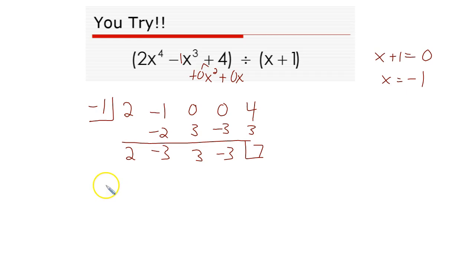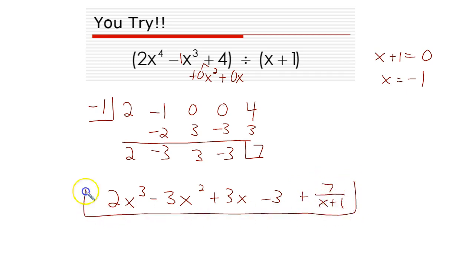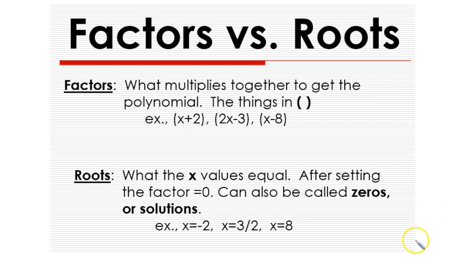So if you've worked this out on your own, you should have ended up with 2x to the third minus 3x squared plus 3x minus 3 plus 7 over x plus 1. Since we started with an x to the fourth, this is going to be an x to the third. Our leading term here is going to be 2x to the third. All right, now that we've reviewed that, let's move on to the next step.